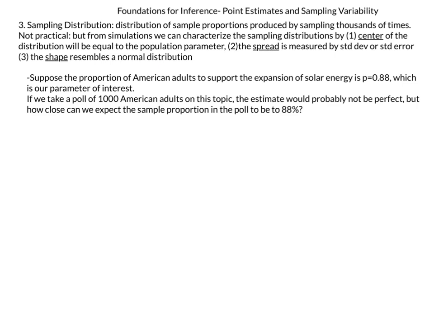So the example that your book used to study sampling distribution is the proportion of American adults that support the expansion of solar energy. And they say the parameter is equal to 0.88, which is our parameter of interest. So if we take a poll of 1,000 American adults on this topic, the estimate would probably not be perfectly 0.88, but how close can we expect the sample proportion of our poll to be to 0.88 or 88%?